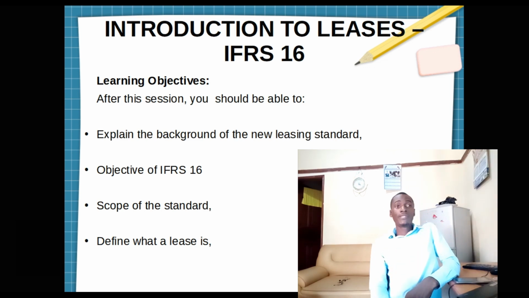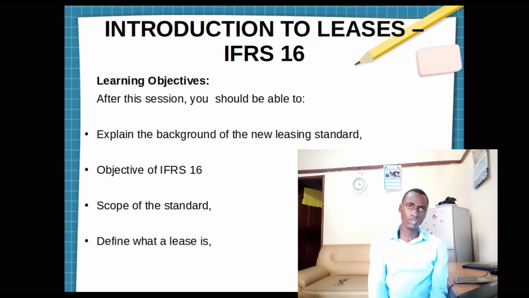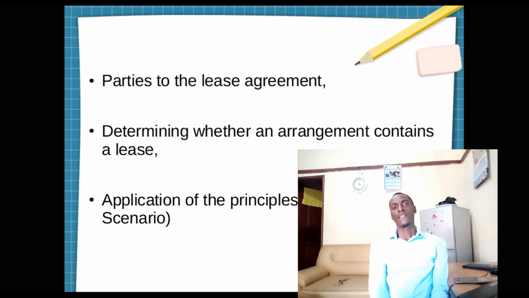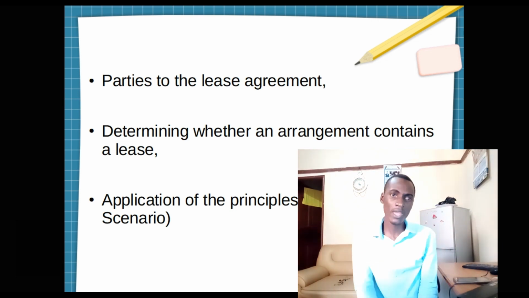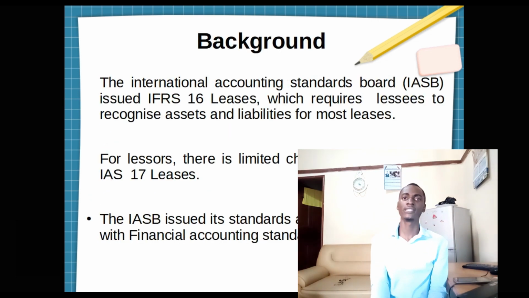Now, when you look at the learning objectives, after this session, you should be able to explain the background of the new leasing standard, the objective of IFRS 16 leases, the scope of the standard. Then you should also be able to define what a lease is, the parties to a leasing agreement or leasing arrangement, determining whether an arrangement contains a lease. Then after that, I will apply the principles above using an exam scenario.